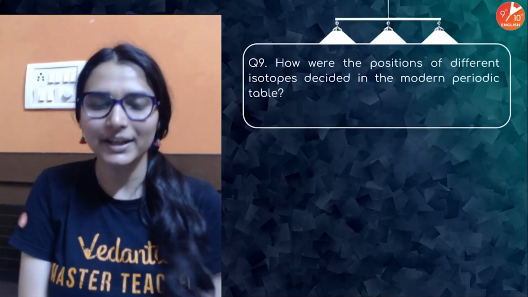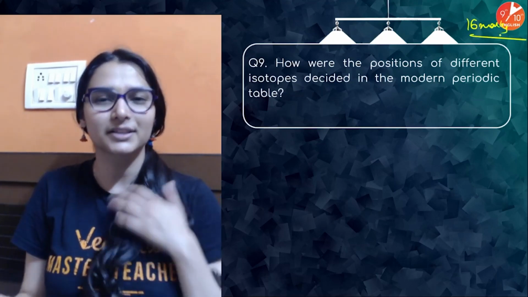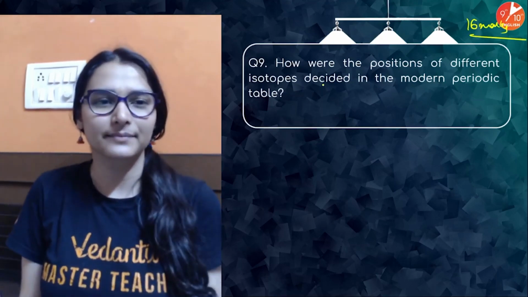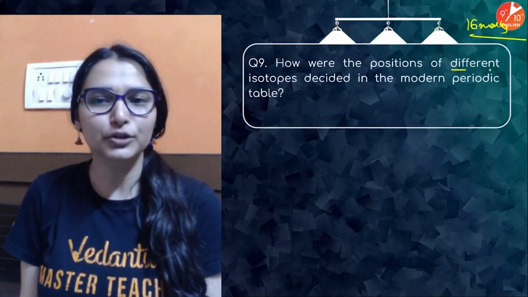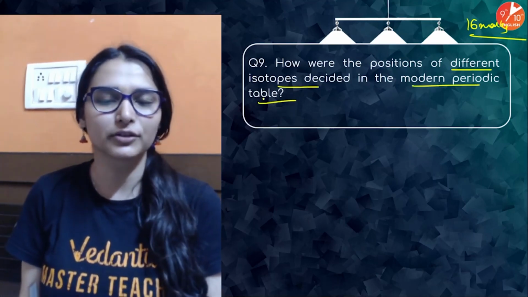Are you all scoring full marks? 16 marks so far. 8 questions we've covered. Next one. How were the positions of different isotopes decided in the modern periodic table?